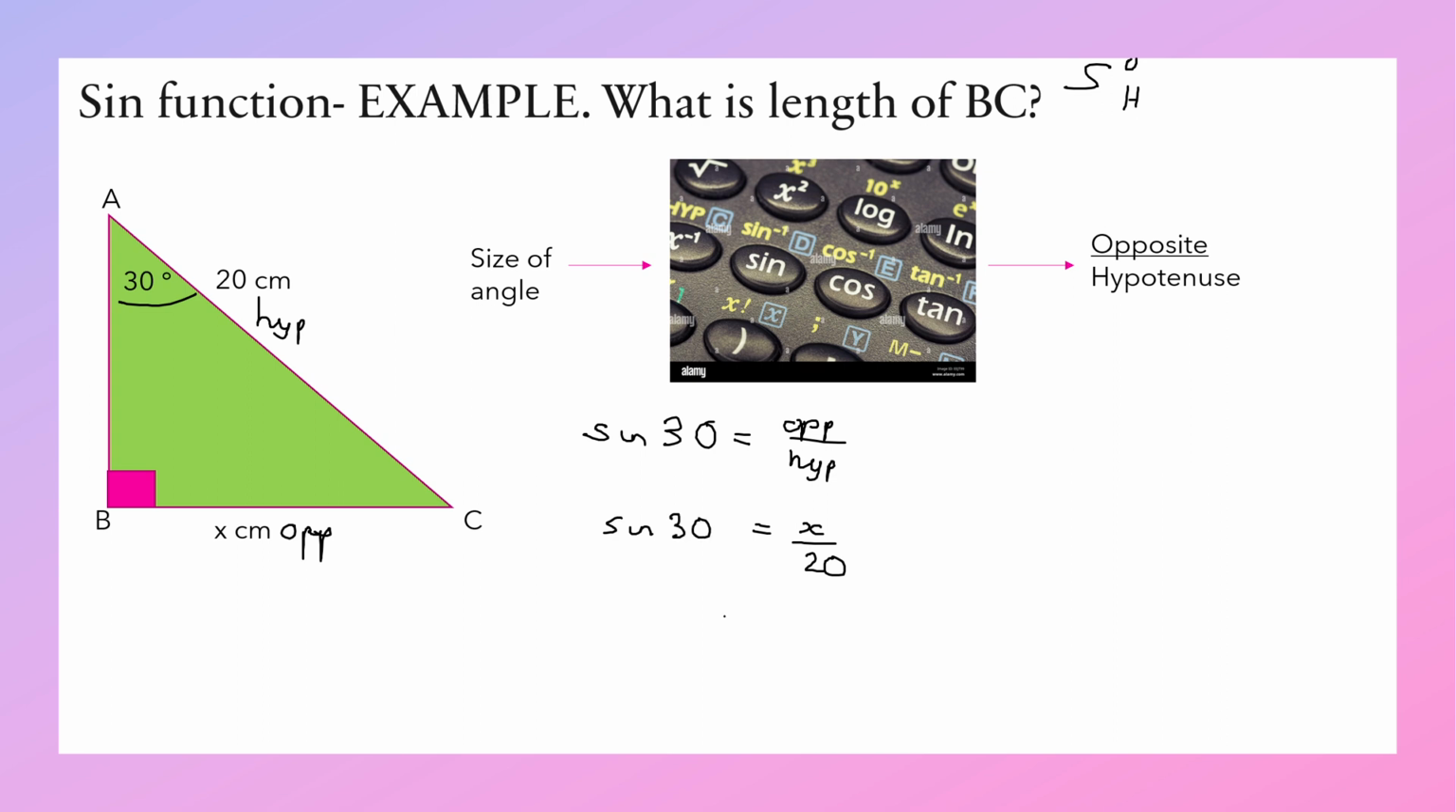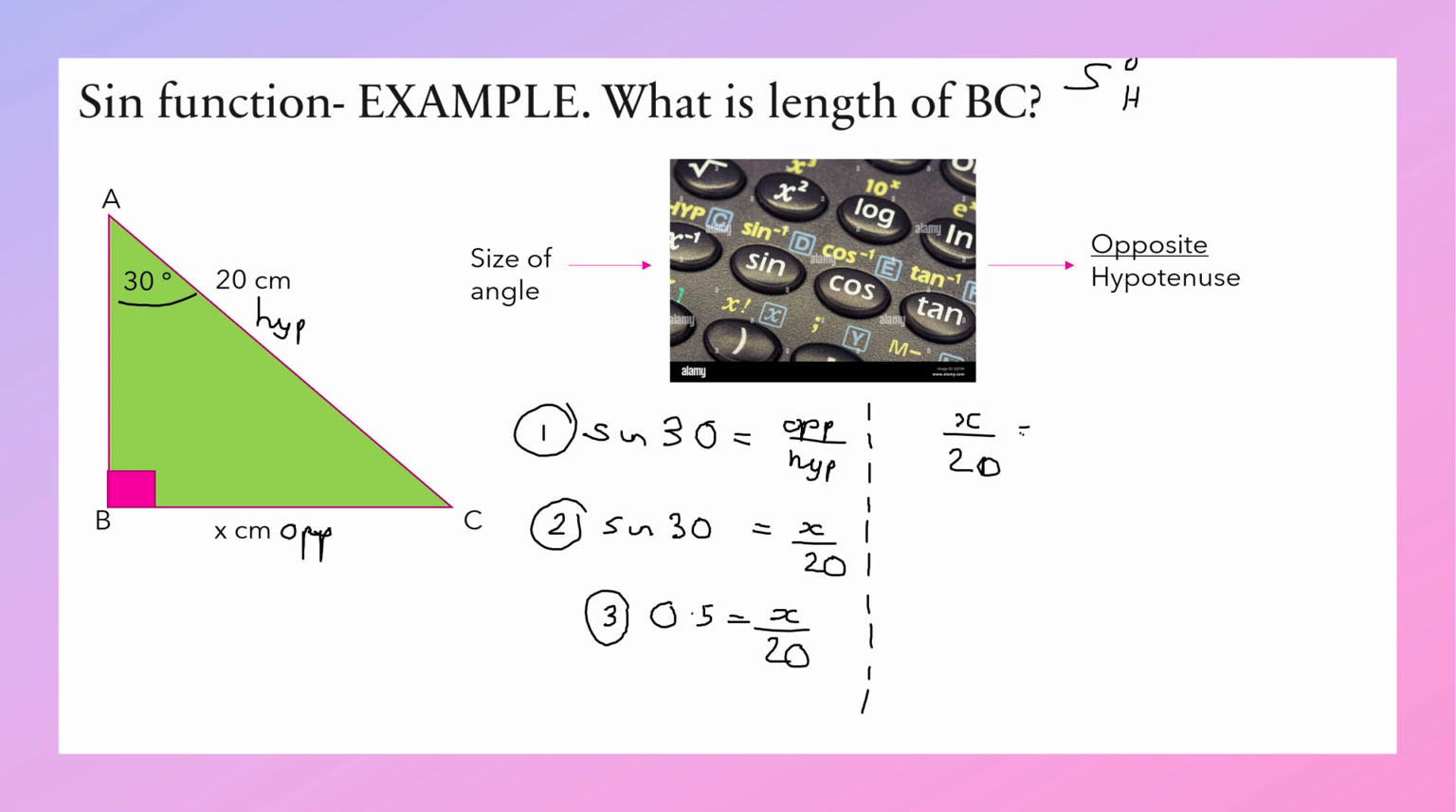Now, what's sine 30 the same as? We discussed it in the previous session. If you type it into your calculator, you're going to get 0.5, equals x over 20. Okay, so now we have to figure out what x is. So I'm just going to put a line here. So I'm going to put step 1, 2, 3. And if I've got x over 20 equals 0.5, I always swap them around because it just makes it easier.